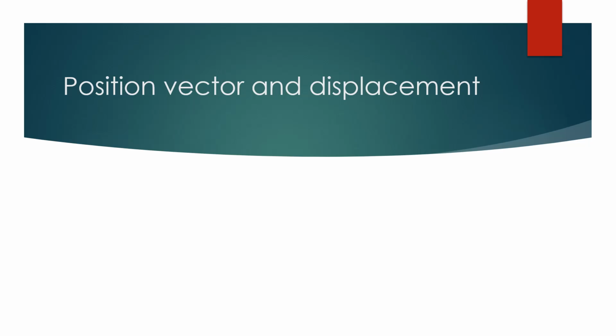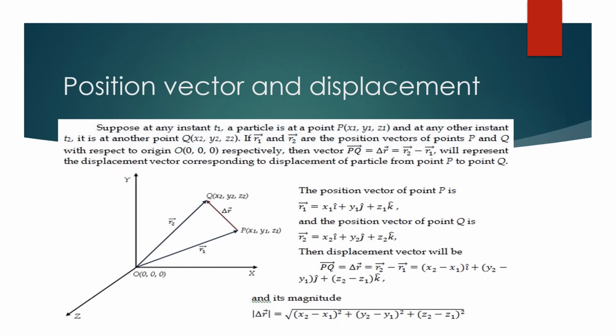Position vector and displacement vector. So how do we represent position and displacement? Here, from the origin, let there be the position vector r1 and another position vector r2. The coordinates of position vector r1 are x1, y1, z1. The coordinates of position vector r2 are x2, y2, z2.